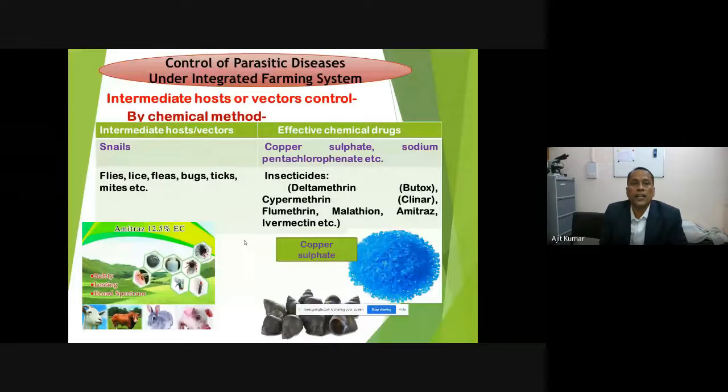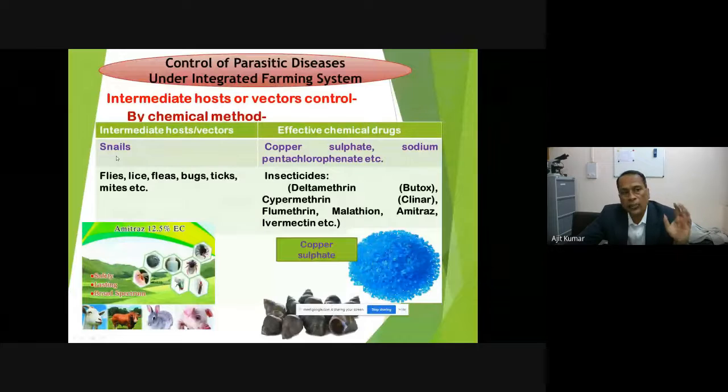Then the third method to control parasites is intermediate host or vector control. As you know, most of the parasites require either an intermediate host or a vector. To control parasitic diseases, a snail, commonly known as ghonga, acts as an intermediate host for various helminths. Common parasites are Fasciola, Amphistome, and Schistosoma. The intermediate host of Fasciola, Amphistome and Schistosoma is the snail, because some of the larval stages develop inside the snail. This parasite cannot complete its life cycle without a snail.